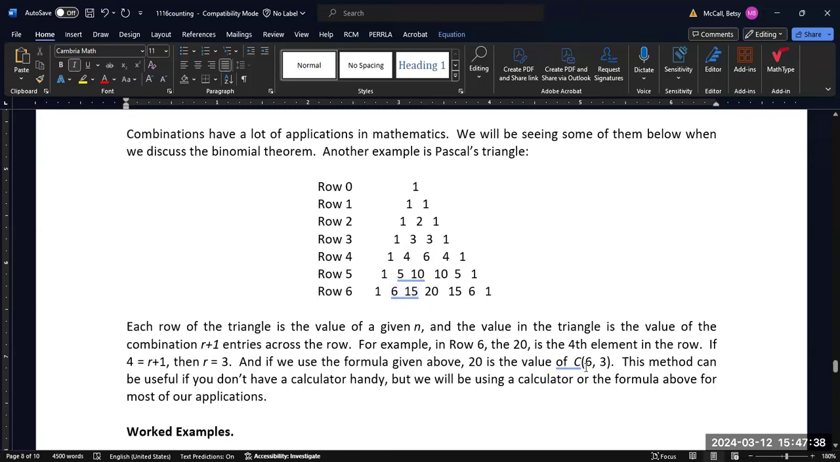And from here, you can tell the value. You would start with C choose 0, C choose 1. So this would be row 6, 6 choose 0 would be 1, 6 choose 1 would be 6, 6 choose 2 would be 15, 6 choose 3 would be 20, 6 choose 4 would be 15 again, 6 choose 5 would be 6, and then 6 choose 6 would be 1 again.